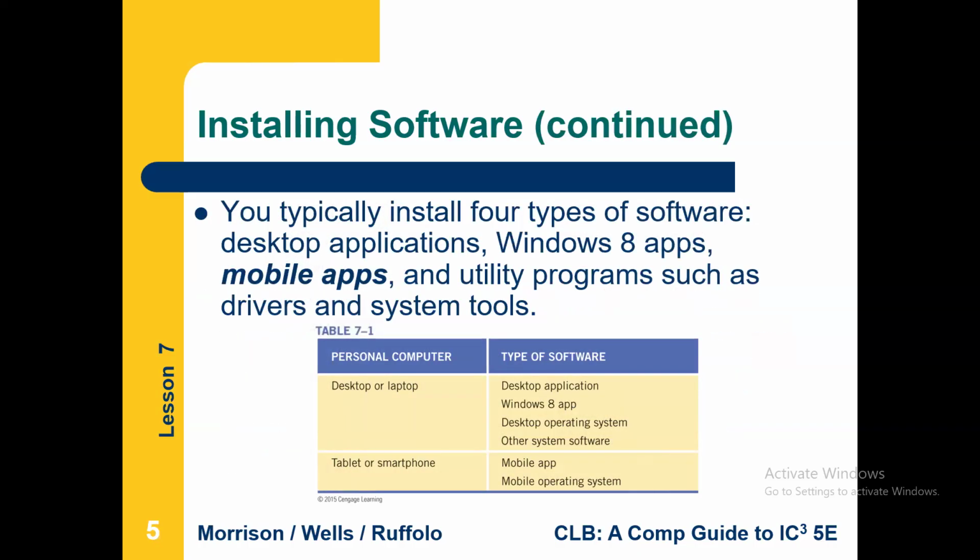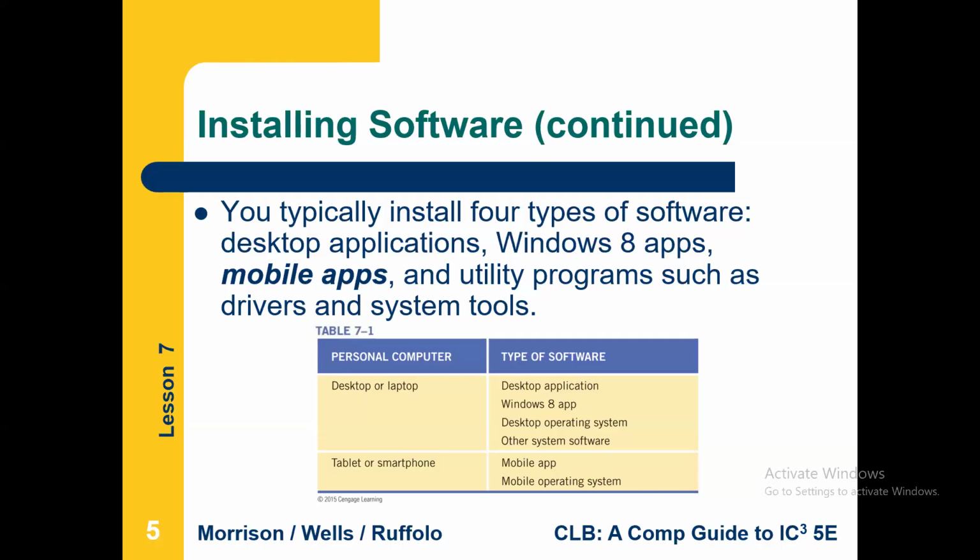So if you are installing, you are doing 4 basic things. The first one is the desktop application. Then we have the Windows 8 apps, mobile apps, and then utility programs. Most of the utility programs are the drivers and the system tools that we have. So these are the types of software that you install on your computer system.